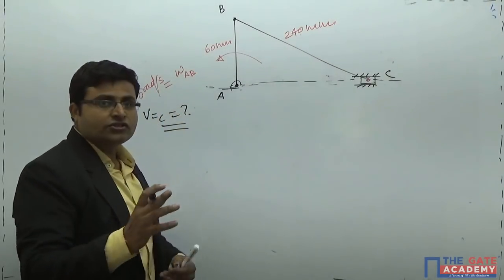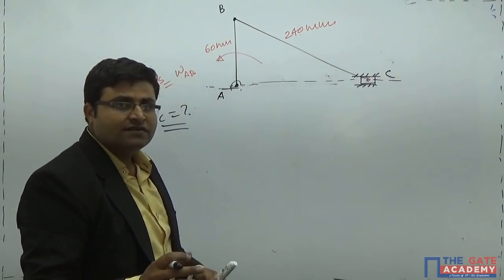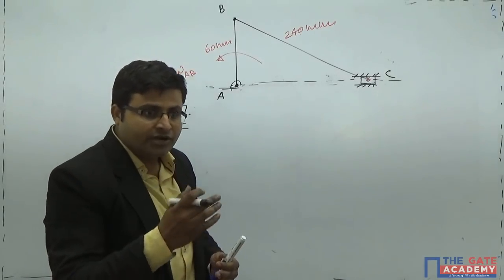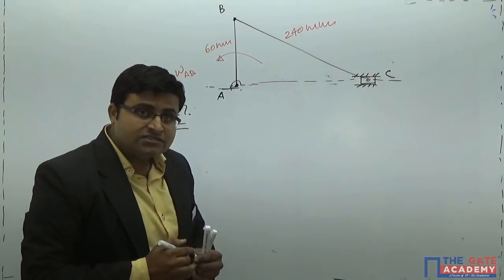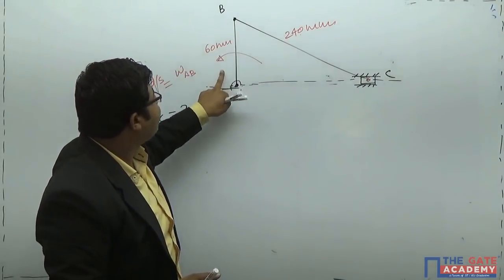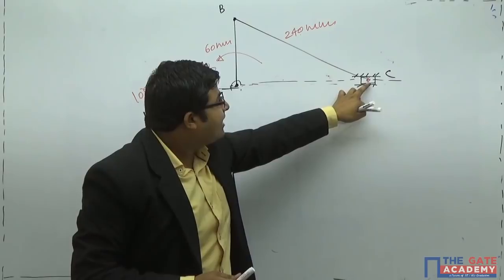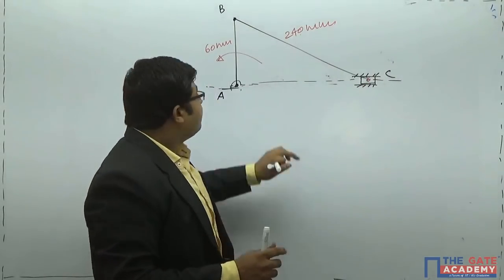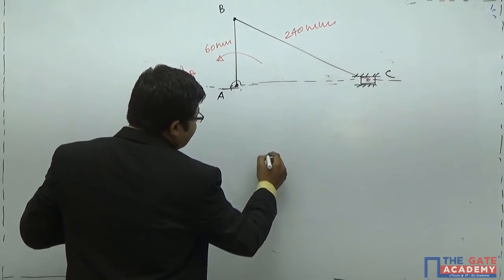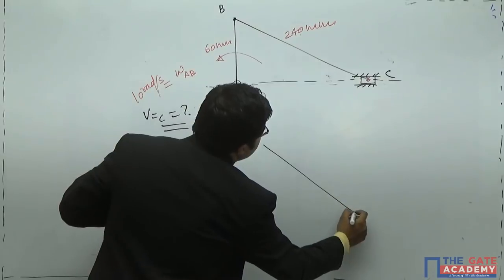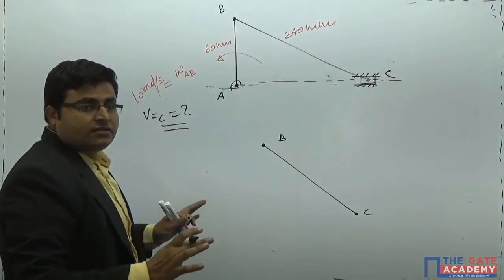Now, how will you calculate the velocity of C? For velocity of C, we just need to draw the instantaneous center of rotation. But the important point is, for what do you need to draw the instantaneous center of rotation? Because this point B is on the crank as well as on this link BC, and this point C is on the link as well as on the slider. So we'll take up this particular link BC. This is C and this is B. Got it? This I have taken.